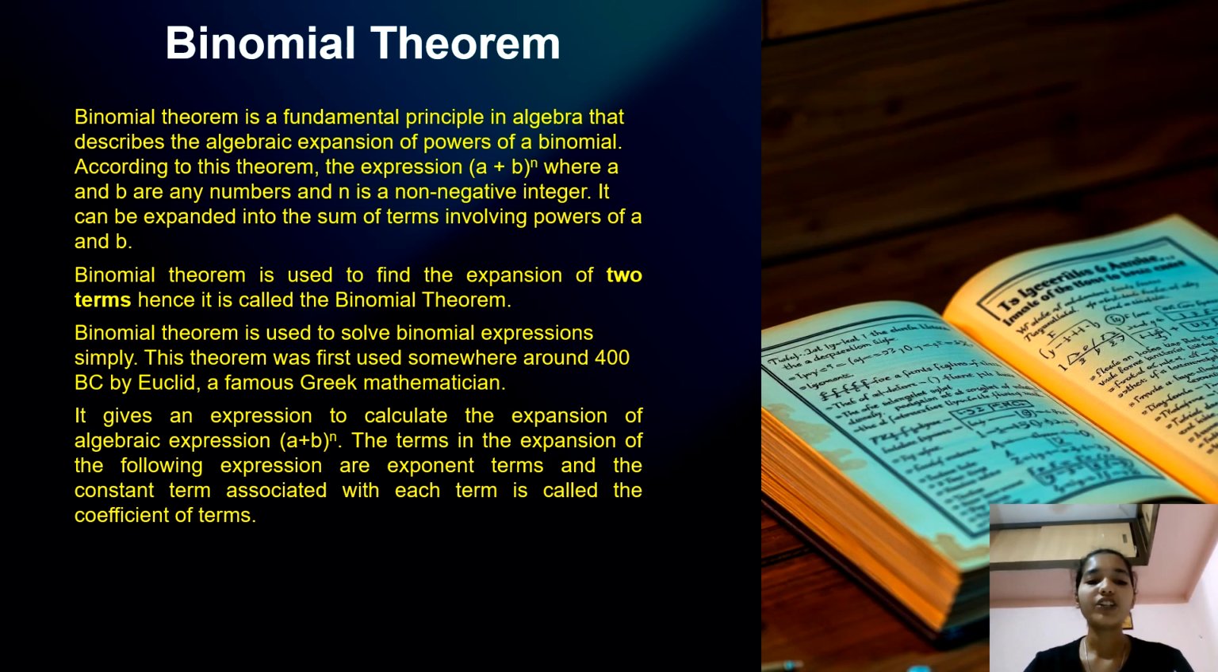This theorem was first used somewhere around 400 BC by Euclid, a famous Greek mathematician. It gives an expression to calculate the expansion of the algebraic expression (a + b) raised to n. The terms in the expansion are exponent terms, and the constant term associated with each term is called the coefficient of terms.